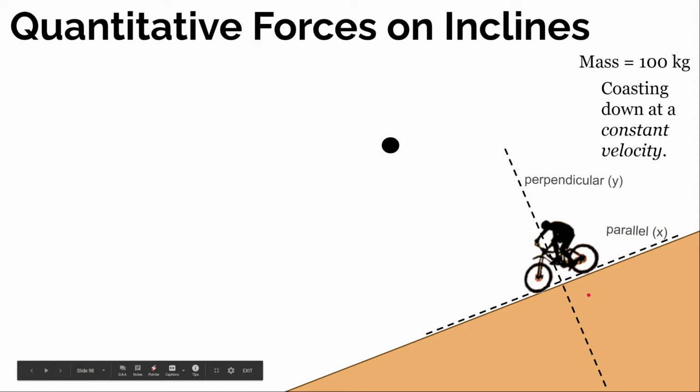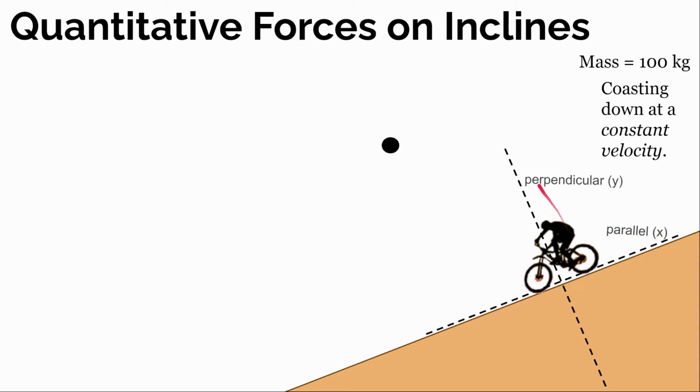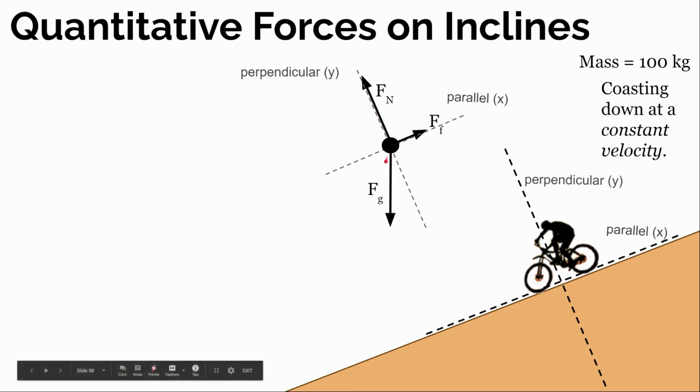Whenever you have an object on an incline, remember we want to rotate our coordinate system. We want to line up the x direction to be parallel with the surface or the ramp, and the y direction to be perpendicular to the surface. So we're going to transfer that over to make our force diagram. And we know that gravity is pulling down on the mass of the bike and the biker, and gravity always pulls straight down no matter what angle you're on, whether you're on flat ground or inclined ground. So there's a force of gravity pulling down the biker.